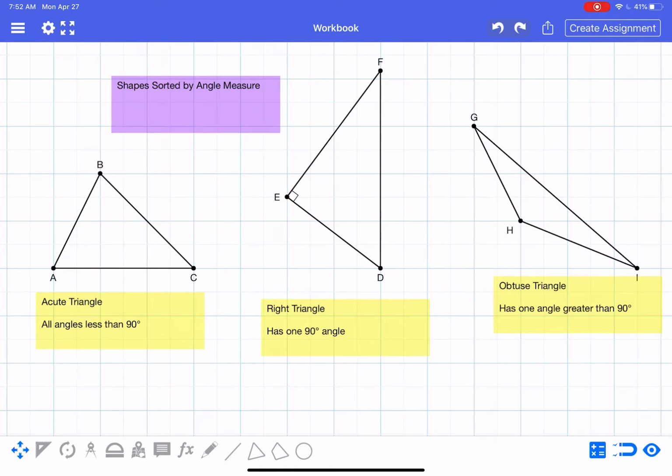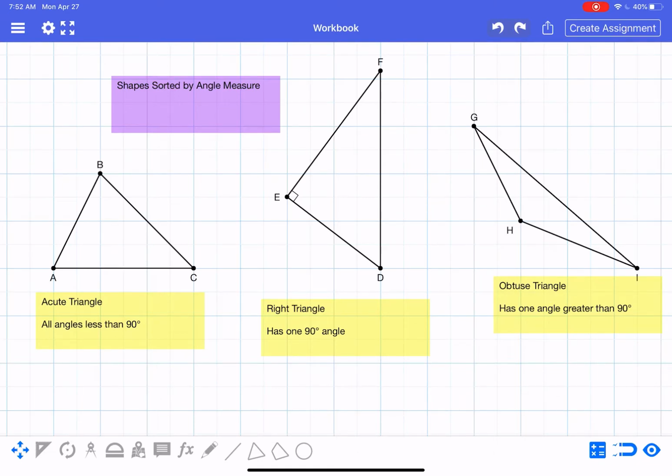The final triangle is an obtuse triangle because it has an obtuse angle right here. Angle H is obtuse. You can look at this angle and see for yourself that it's definitely more than 90 degrees. So an obtuse triangle has one angle greater than 90 degrees.